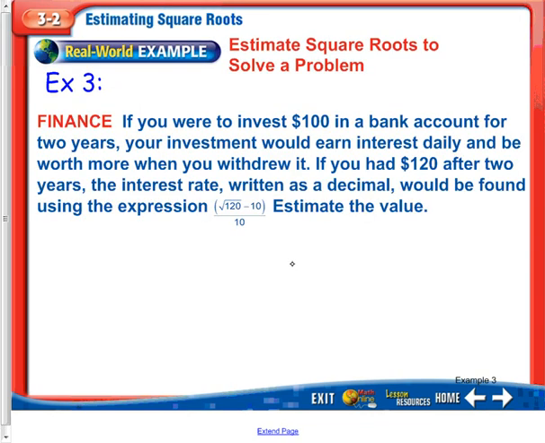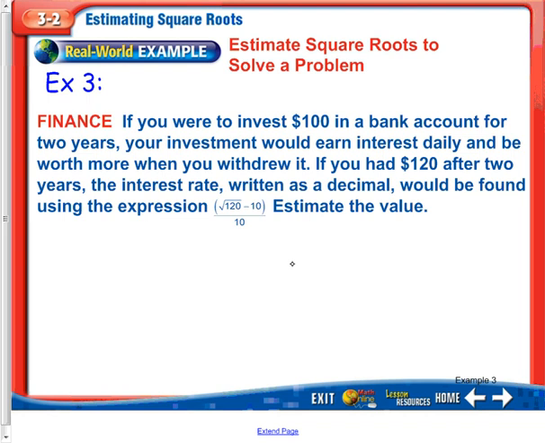In example 3, a real world problem here. If you were to invest $100 in a bank account for 2 years, your investment would earn interest daily and be worth more when you withdrew it. If you had $120 after 2 years, the interest rate, written as a decimal, would be found using the expression the quantity square root of 120 minus 10, and that whole quantity divided by 10.